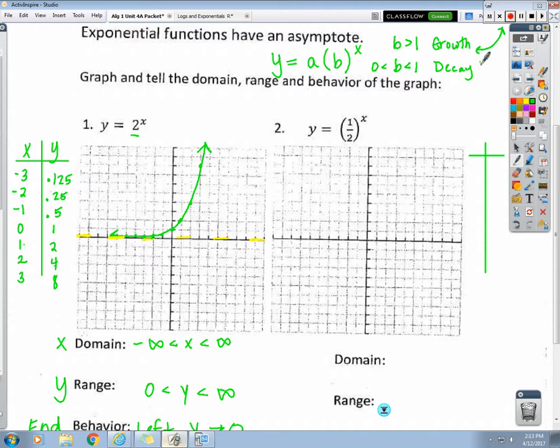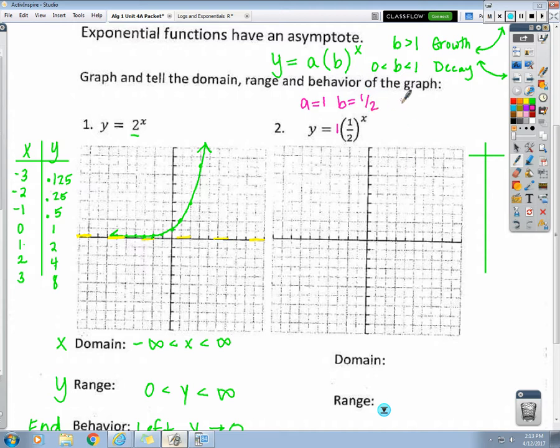And that means it would be going down from left to right. So for this new problem, number 2, what is the a value? 1. Isn't there an understood 1 in the a place? There's nothing there, so it's an understood 1. What's the b value? 1/2, or 0.5 if you want to write it as a decimal.